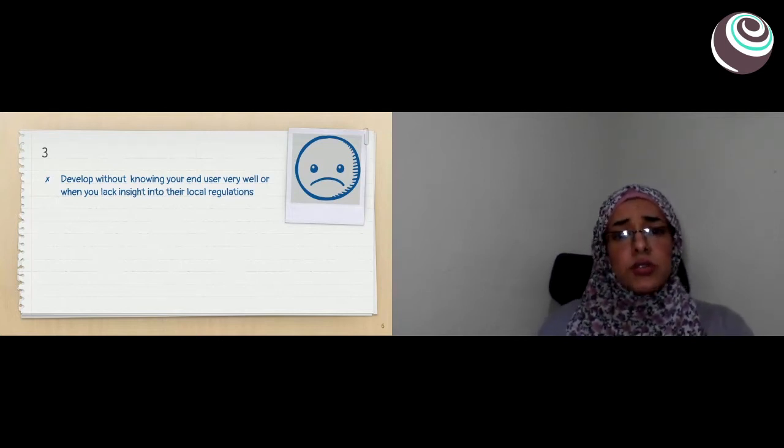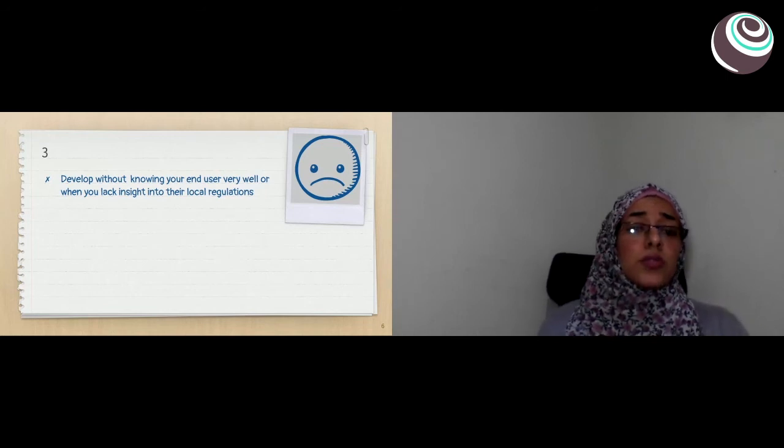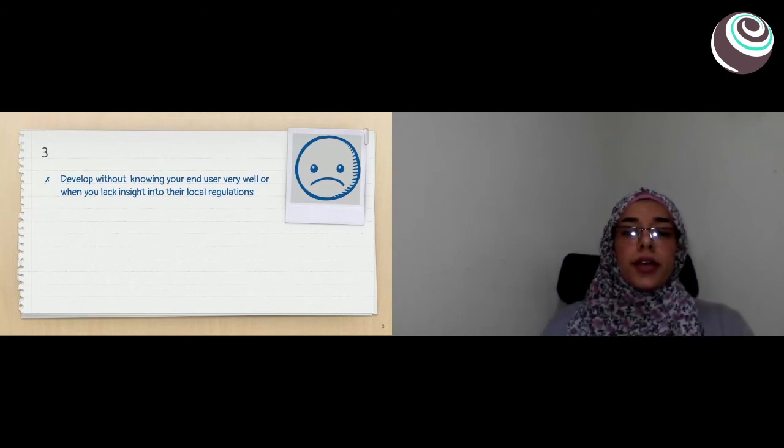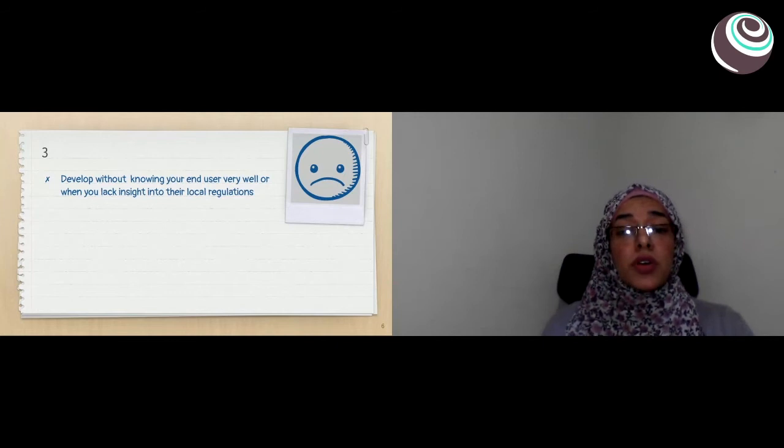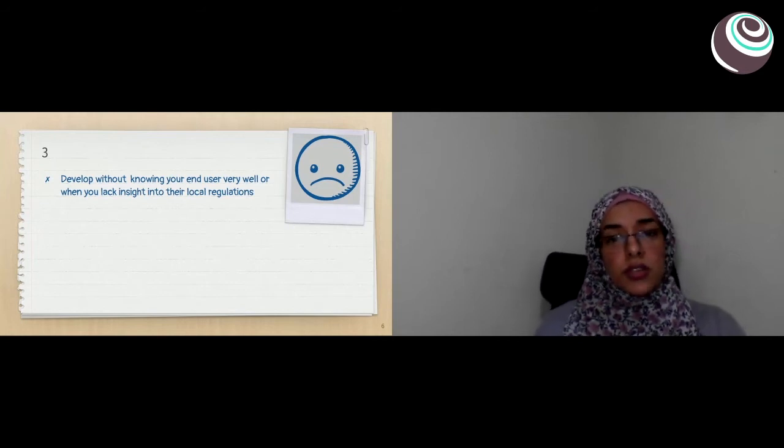So of course here you need the solution. You need to take time to analyze your business idea and know your users very well, and their regulations.